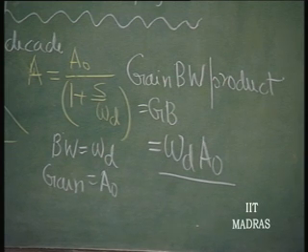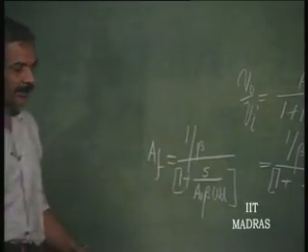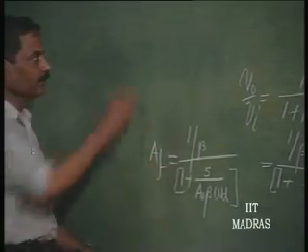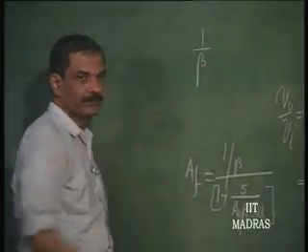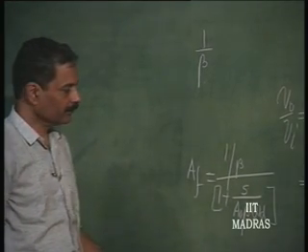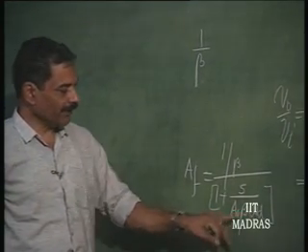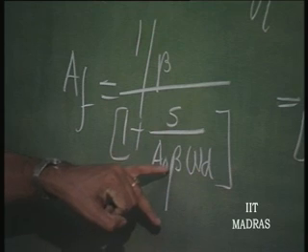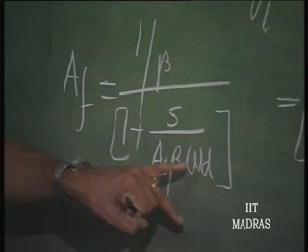Come to this amplifier with feedback, this is the feedback gain. What is the gain? 1 over beta. Gain is 1 over beta, right, and its bandwidth is A naught beta into omega d.